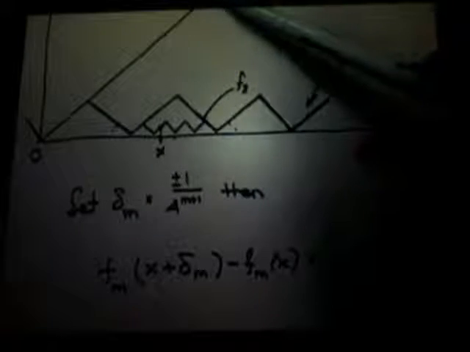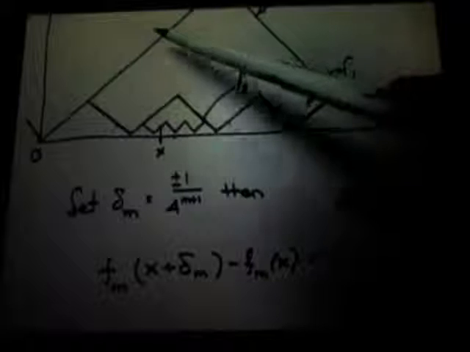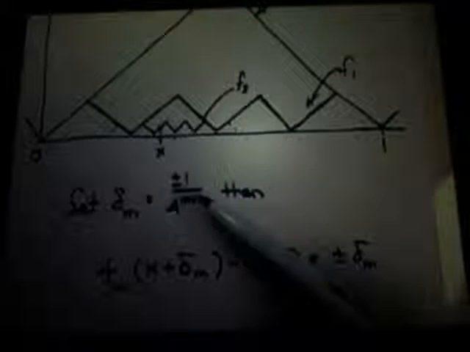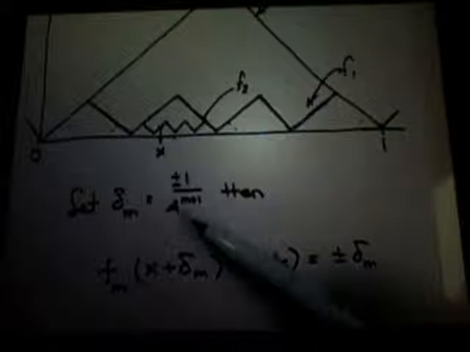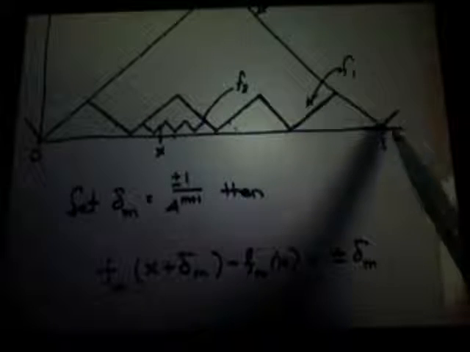If my x is close to the top, I go down. If my x is close to the bottom, I go up. If it's dead on the bottom, I go up. If it's dead on the top, I go down. It's okay. I can stay on that side no matter what if the max size of the step is 1 over 4 to the n plus 1, because it's a small step relative to the picture. It's 1/4 of the total sawtooth base.